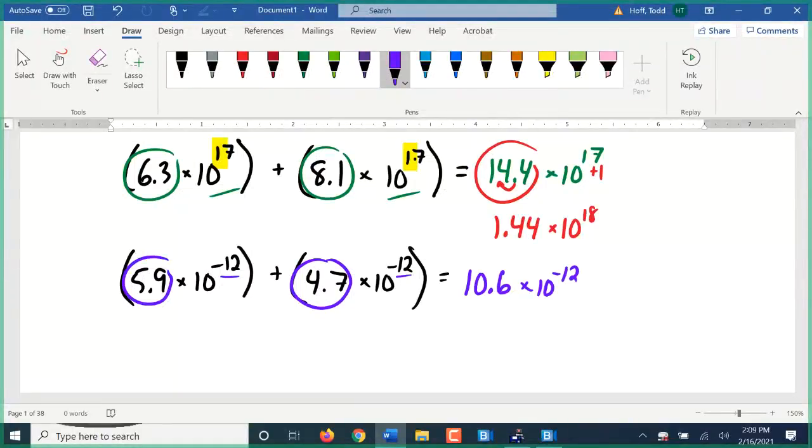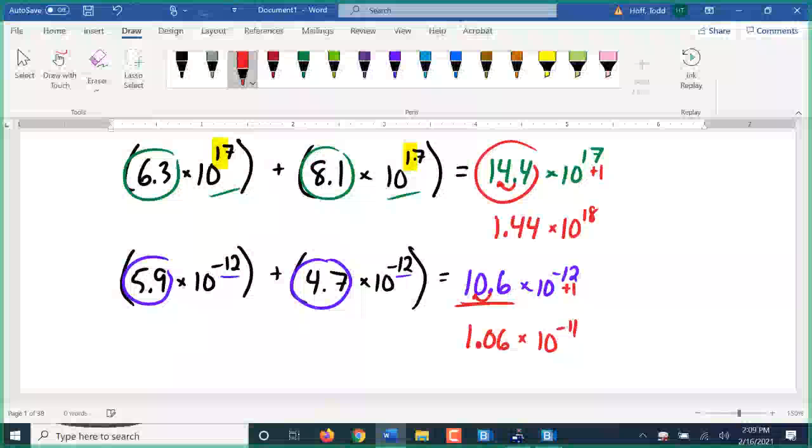Now, once again, we have two digits in front of the decimal point. One of them 0, but it doesn't matter. The first digit is not 0. So we have to move our decimal point again. We're going to move it over like this. Make that 1.06. Now again, the number changed. We moved the decimal point, so we have to adjust the power of 10. The number got smaller. It went from 10 down to 1. So the power gets larger. Negative 12 plus 1 is negative 11. That's 1.06 times 10 to the negative 11.